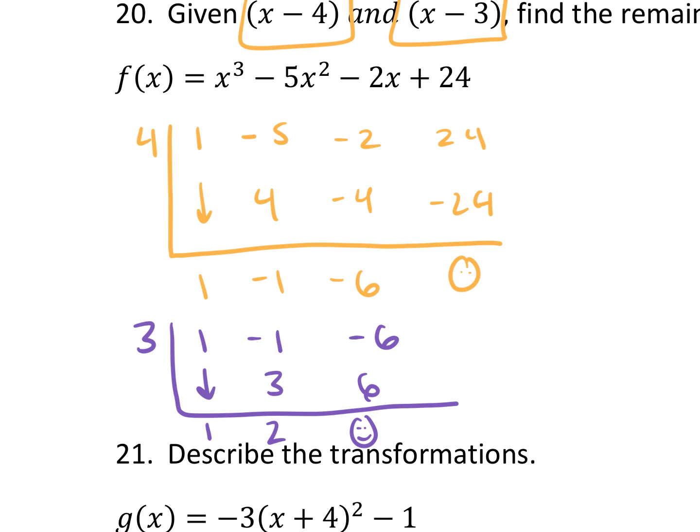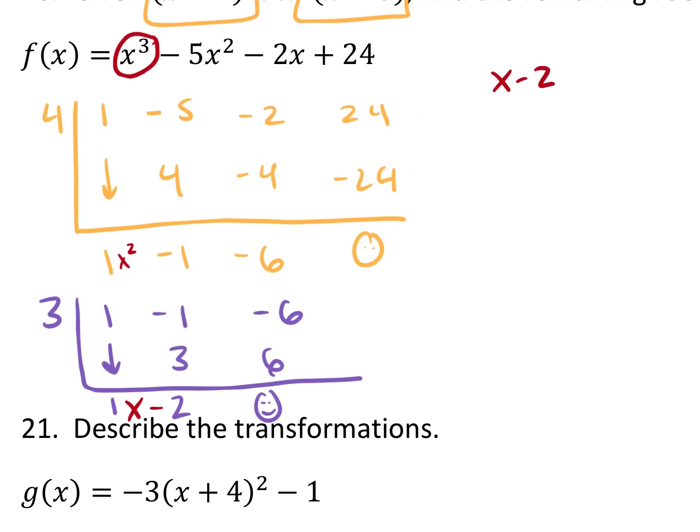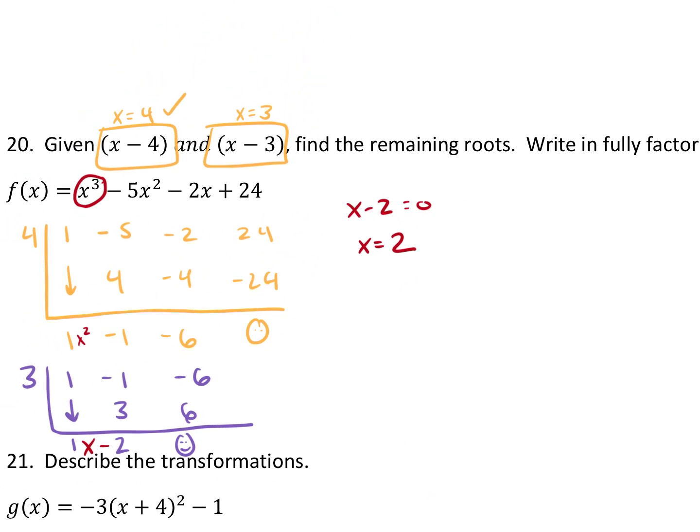Now we need to see, what am I left with? Well, I started with x cubed, so my first time I did synthetic division, that one would start with x squared. And then the second time, I'd have just x. So this would be just x minus 2, which means what else can x be equal to? 2. So my solutions would be 2, 4, and 3.